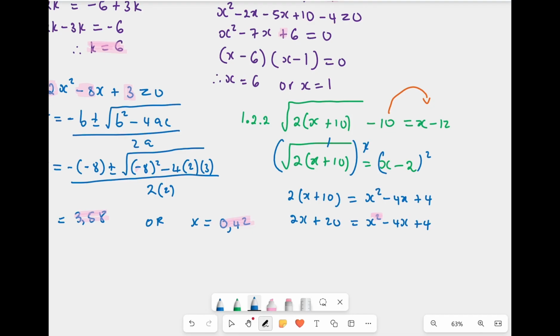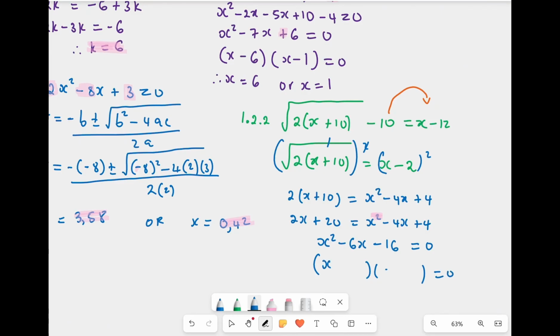So if I do that, I will have x squared. Now, what is negative 4x minus 2x? It will be negative 6x. And then 4 minus 20, it will be minus 16. This is equal to 0. Now, I am looking for factors of 16 that I will subtract and get 6.